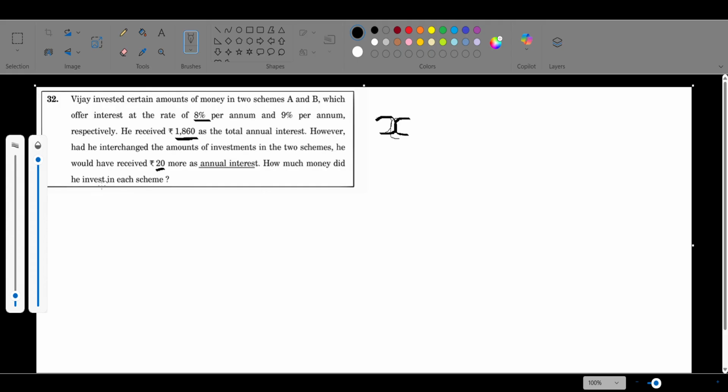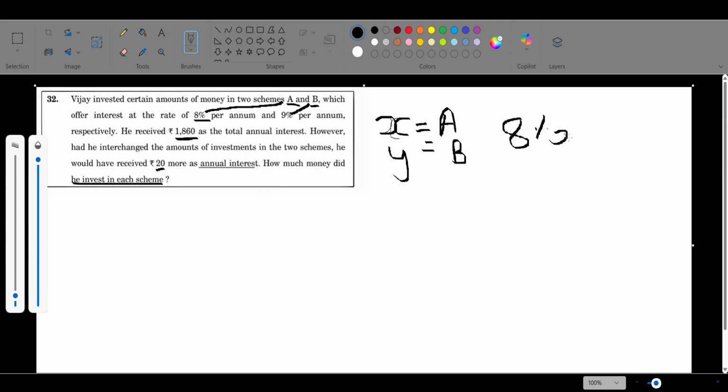We have to find the original amount of investment he made in these two schemes, that is, how much he invested in scheme 1 and scheme 2. We don't know how much he invested, so we keep X as scheme A and Y as scheme B. At 8% per annum, in scheme A, let's take 8, and scheme B, let's take 9. Alright.